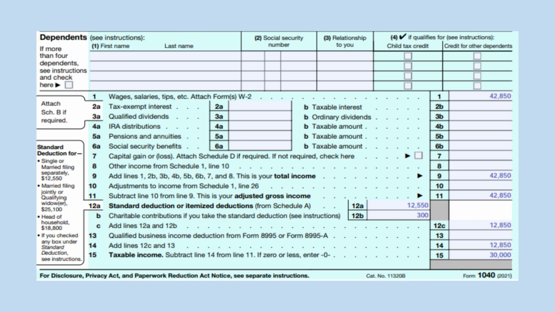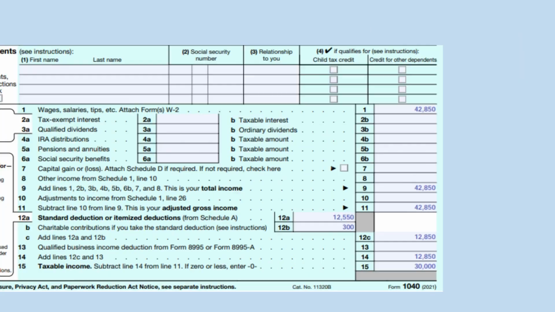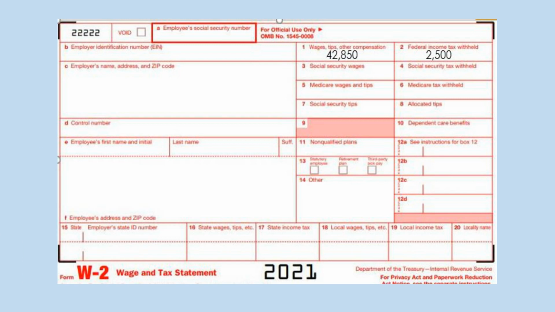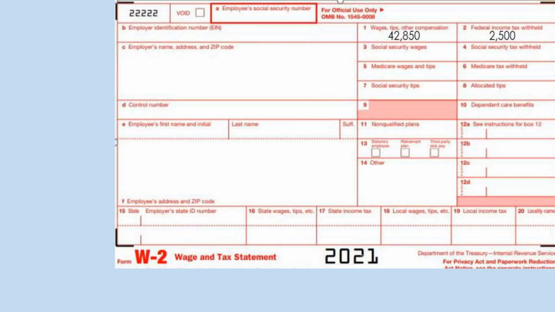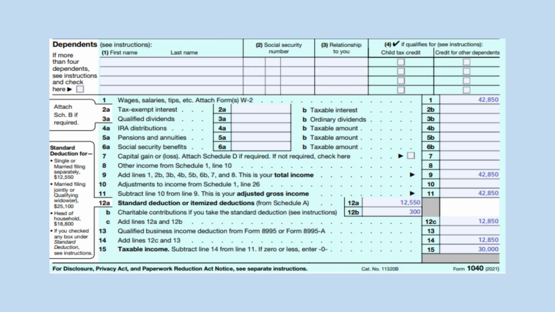On line 1, put your wages. You can find this information in box 1 of the Form W-2 that your employer sent you. In this example, it is $42,850. Carry that down to line 9 and line 11, as you have no other income or adjustments to income.